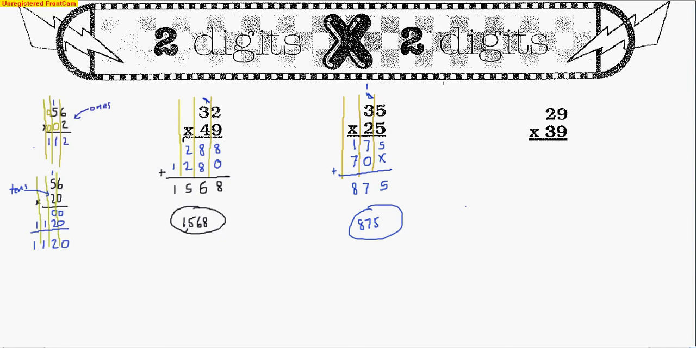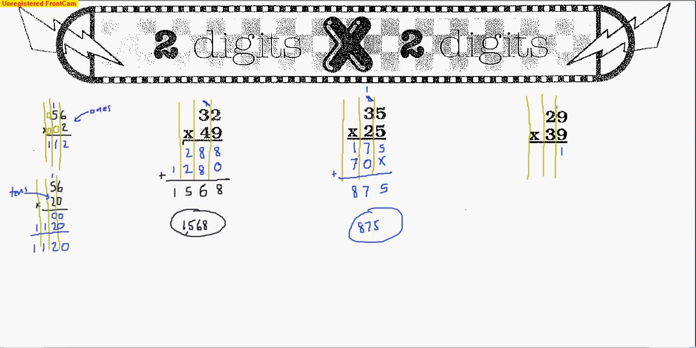And again, this time, set up those lines when you're starting off. This way you've got a slot for each of your numbers. Let's take a look at the first one here. We've got 9 times 9 makes 81. So put a 1 here. And put the 8 up here. 9 times 2 makes 18.